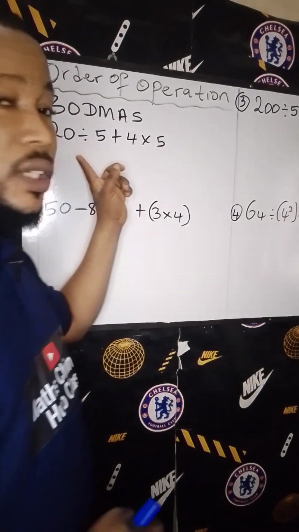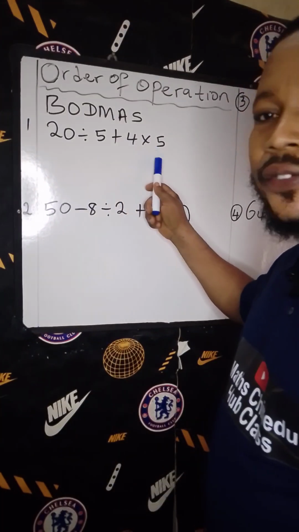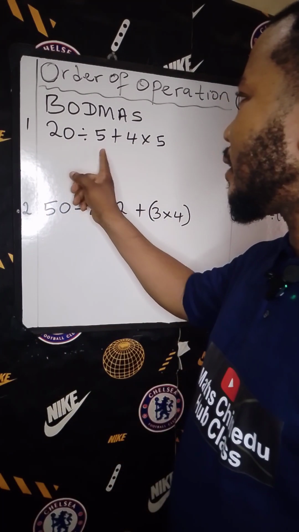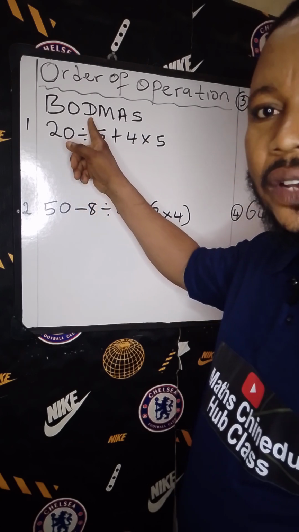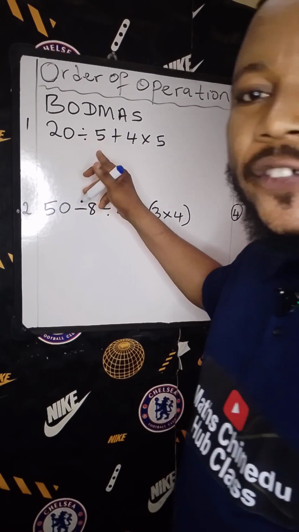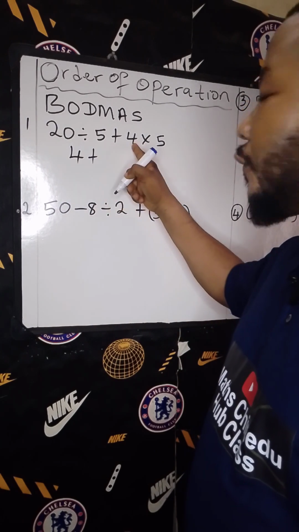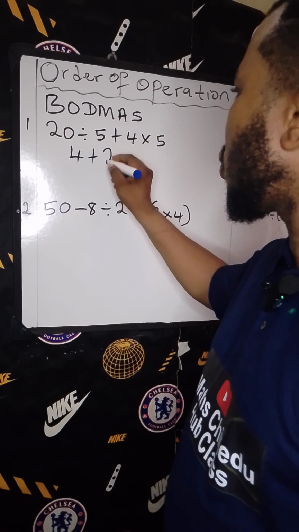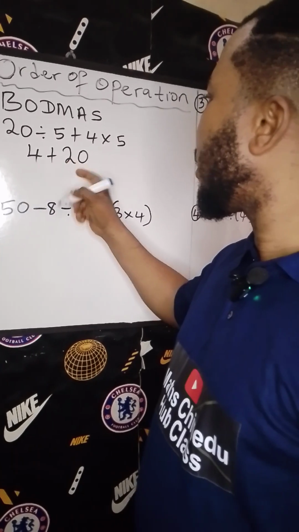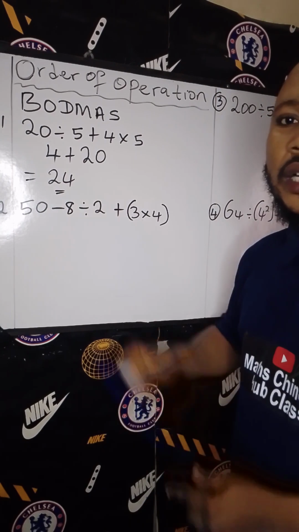So we have the first question here, which says 20 divided by 5 plus 4 times 5. You'll be wondering, what do I do first? In this case, we can divide first. Like I told you, anyone that comes first, you can divide or multiply first. So 20 divided by 5 gives 4. We bring our plus sign down, then 4 times 5 gives us 20. So 4 plus 20, we are now left with 24. This is the answer to question 1.